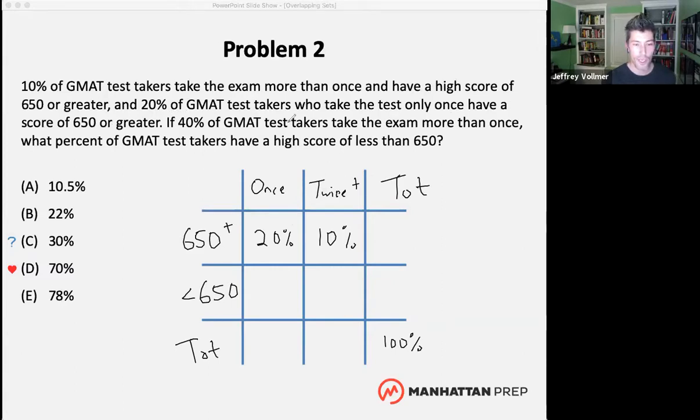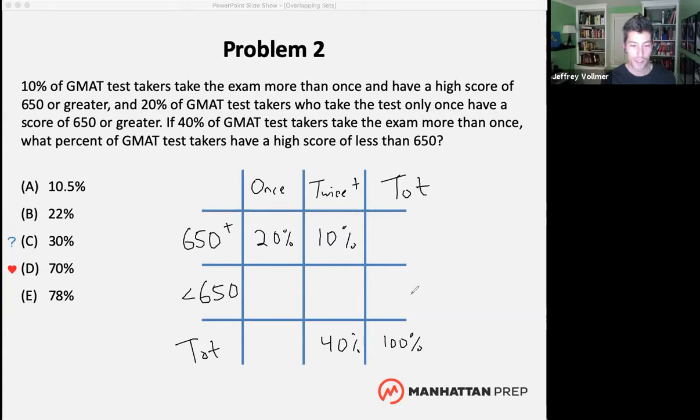If 40% of GMAT test takers take the exam more than once, so that's 2 or more times. So 40% not of the people who have a score range or something, but of all GMAT test takers take the exam more than once. So let's go ahead and put 40 here. What am I looking for? What percent of GMAT test takers have a high score of less than 650?